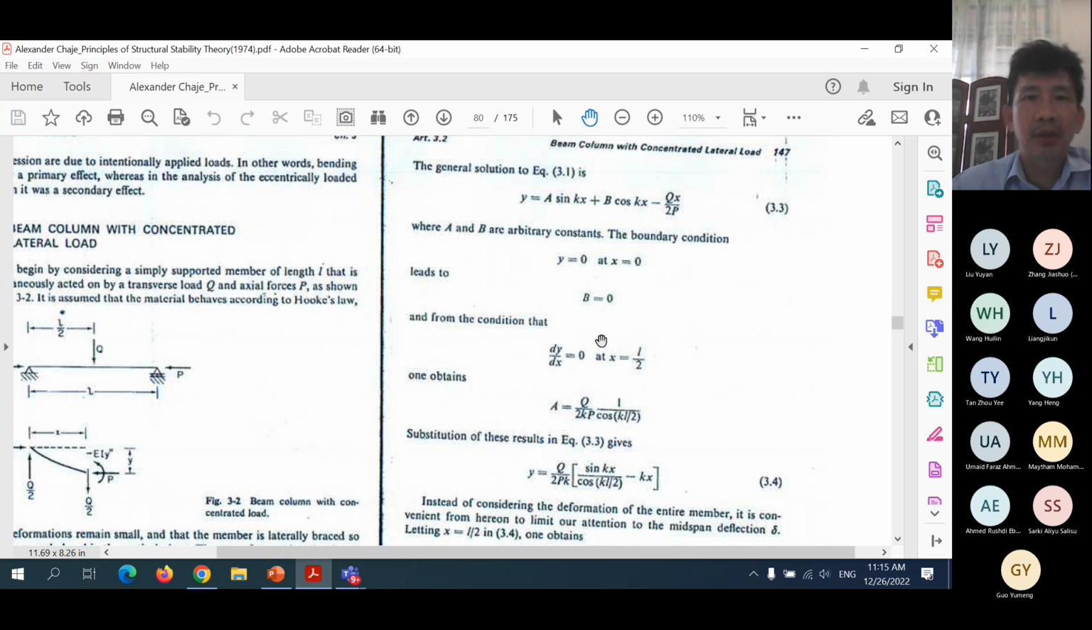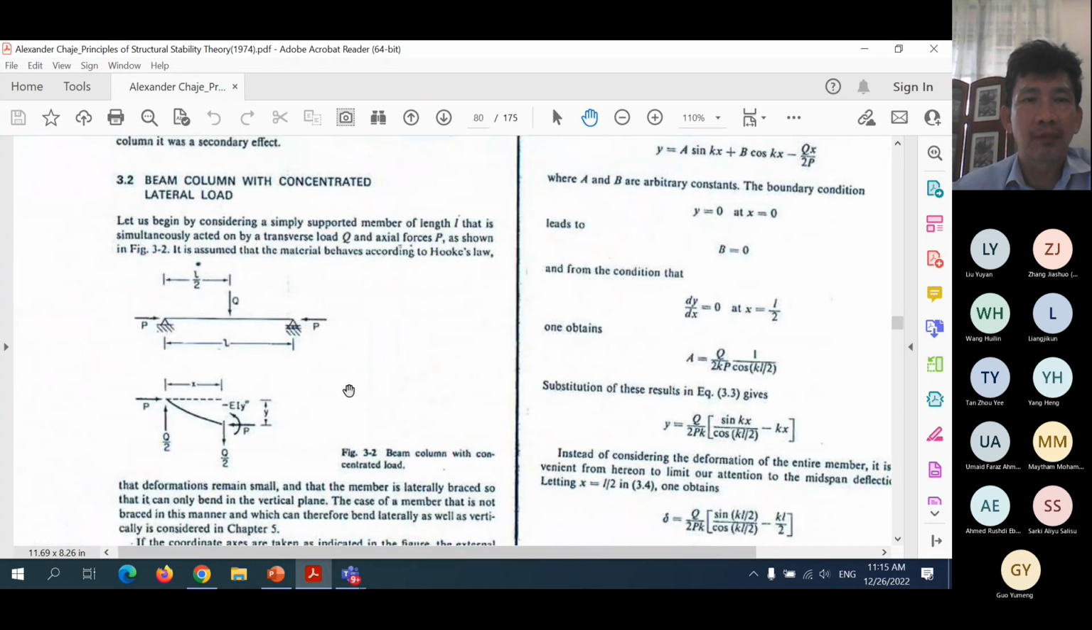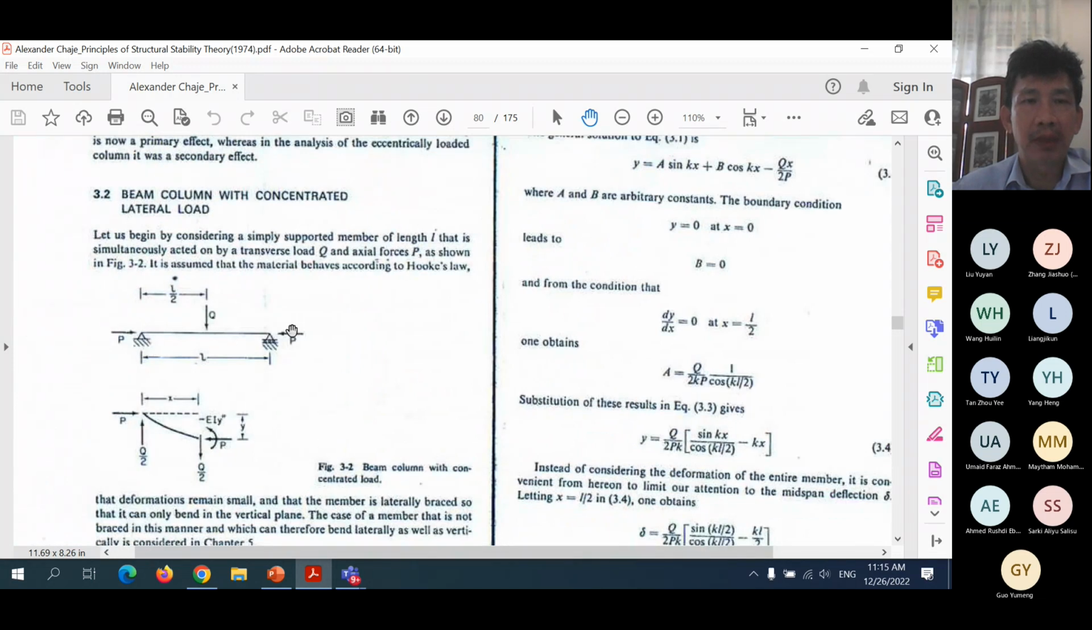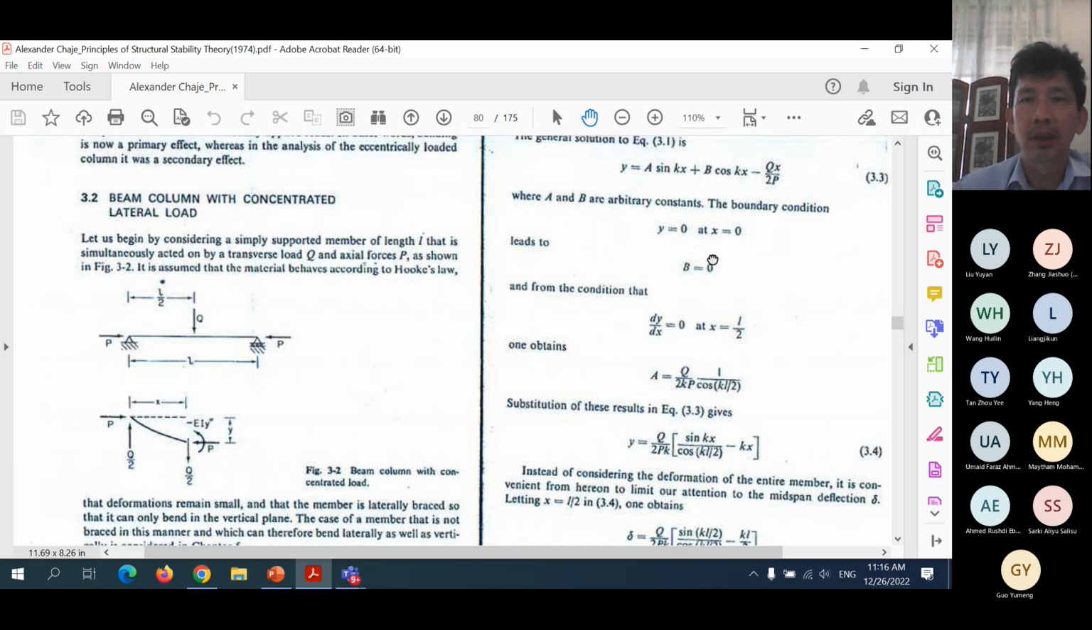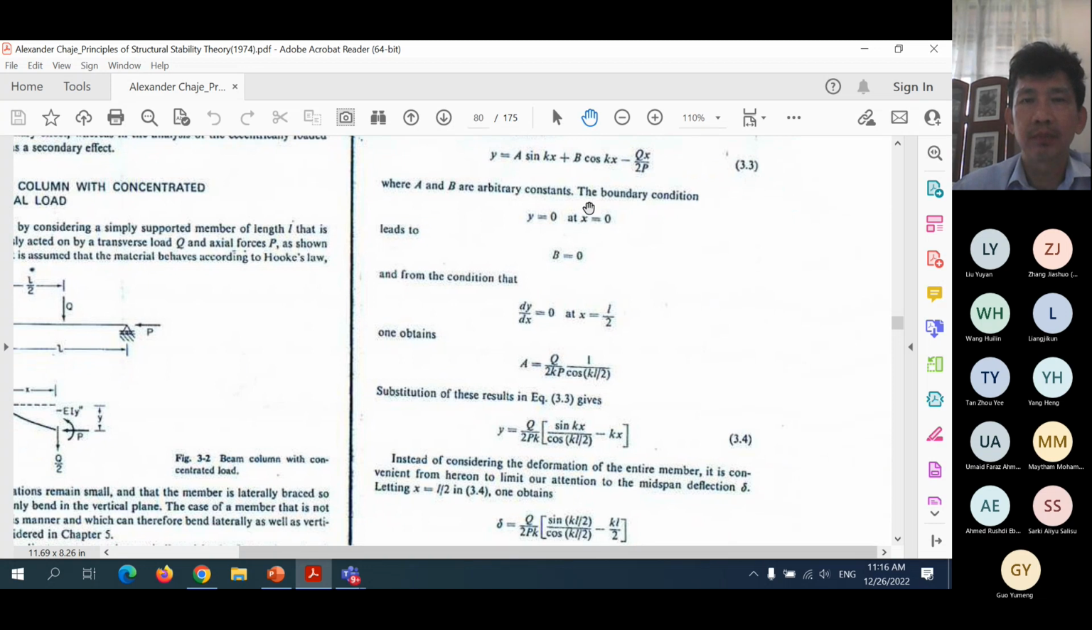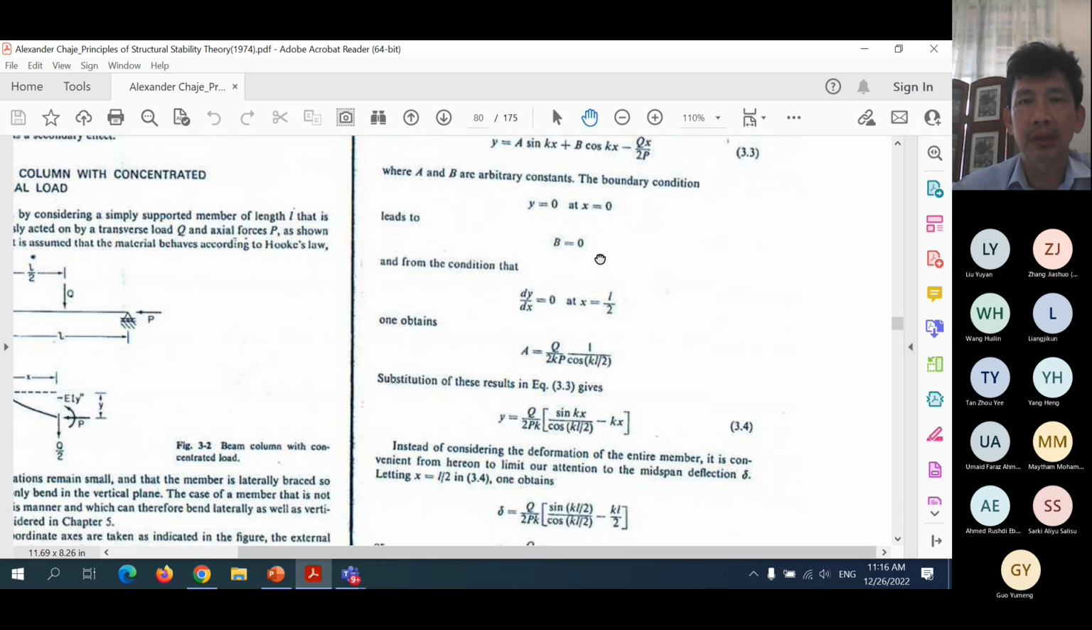So here, for boundary conditions, we take advantage of the fact that this is symmetric. The deflection shape will be symmetric, meaning that the slope at the center here will be 0. So that is the boundary condition that we are going to use, together with what happened to y at the support here, which is y equal to 0. So this is the process next, which is shown here.